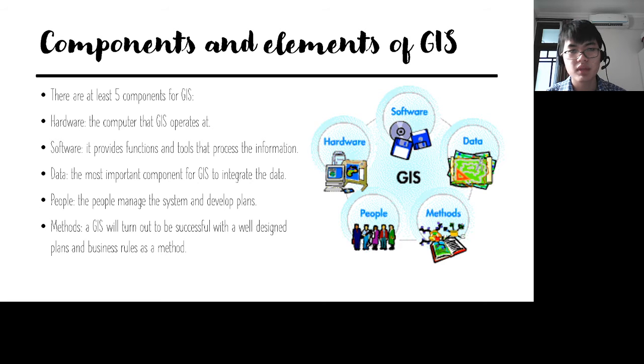Next one, the components and elements of GIS. There are at least 5 components for GIS. As you can see, we have hardware, software, data, people, and methods. Now, hardware is the computer that GIS operates at. Software, it provides functions and tools that process the information. Data, the most important component for GIS to integrate the data. People, the people manage the system and develop plans. And finally, methods, a GIS will turn out to be successful with a well-designed plans and business rules as a method.